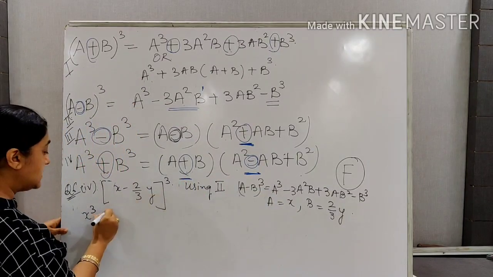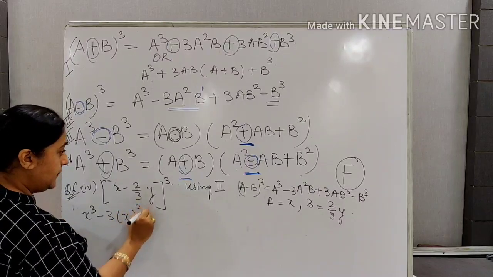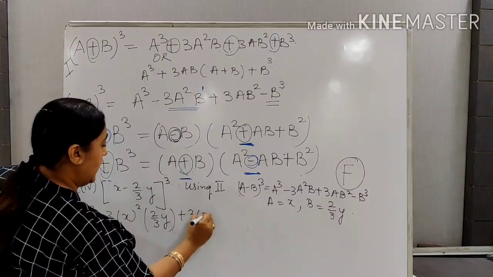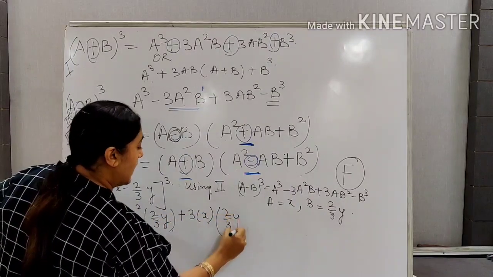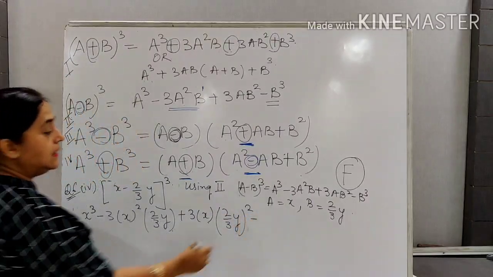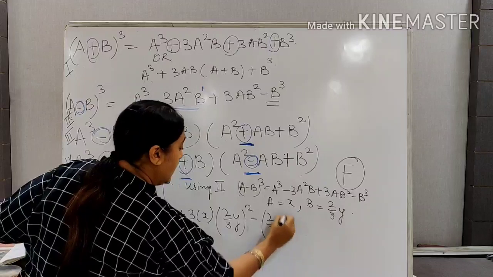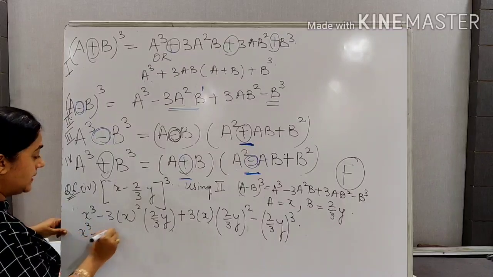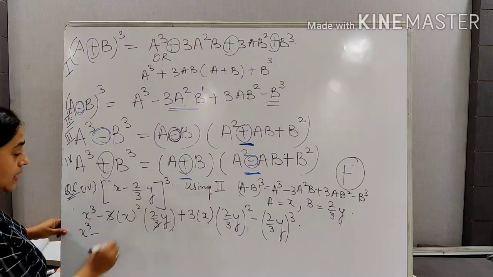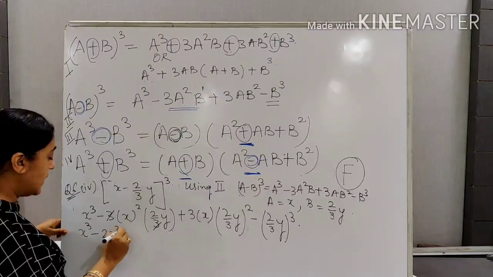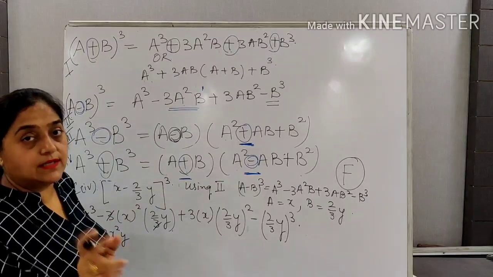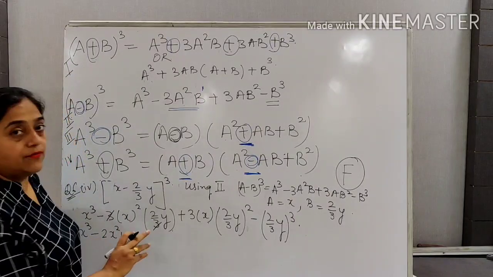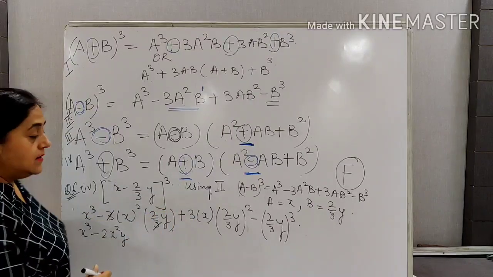So minus 3a square b. It is x square into b. What is b? 2 by 3y, right? Plus 3 into x. What is b square? (2 by 3y) whole square minus (2 by 3y) whole cube, right? Now how will you solve it? You will get x cube minus, see, this 3 and this 3 cancel off. You are left with 2x square y. Always remember this thing, that we write the coefficient, then we write the terms of x, and then we write the terms of y. This is the standard form of writing the question.